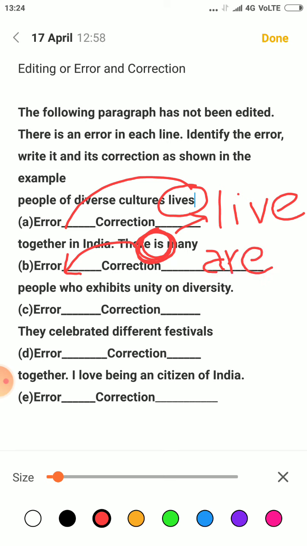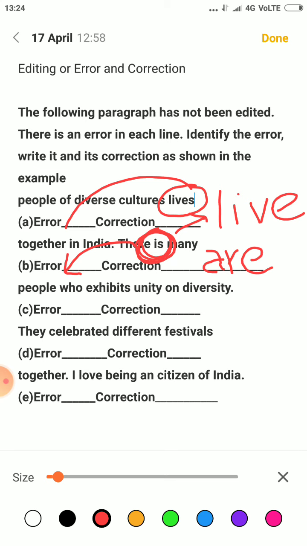So clear? Together, in India, there is many. Is is an error. Clear? And the correction should be are. Is it clear? Now next line.